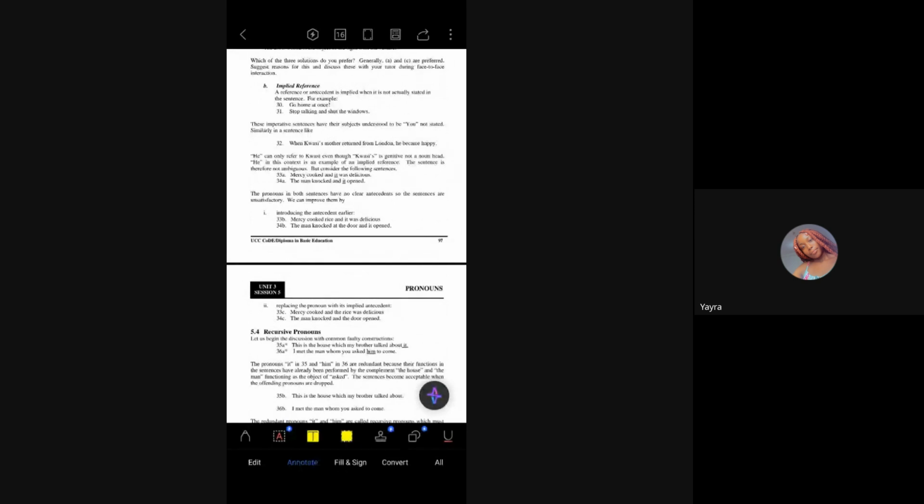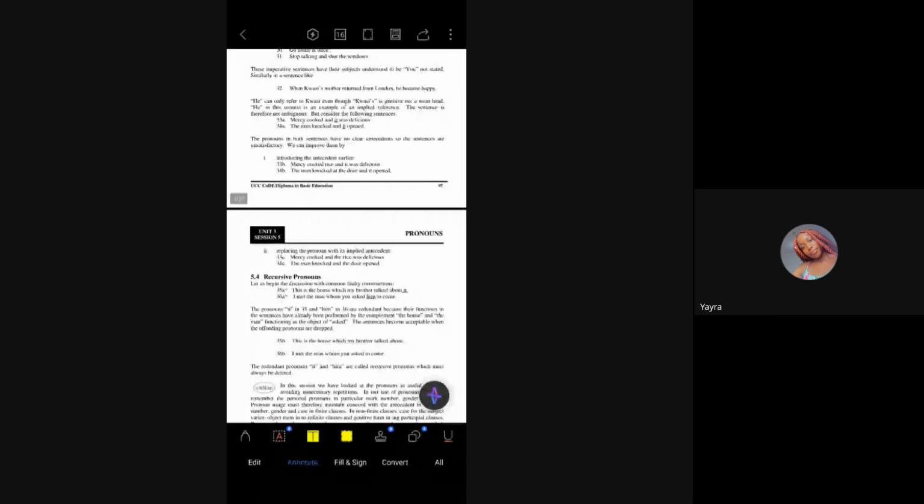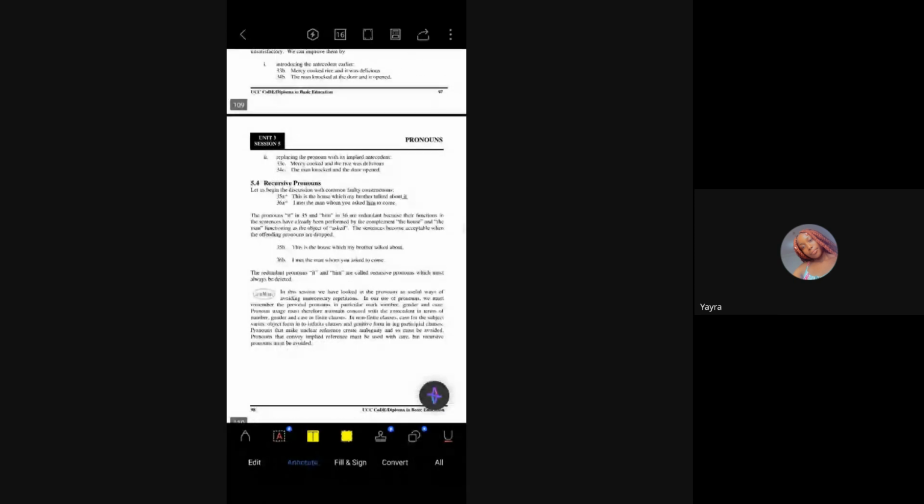But in case we can imply it, it means you go home at once. Meaning we have to imply, bring in a pronoun ourselves, for us to get a clear meaning of that particular sentence. So that is the implied.